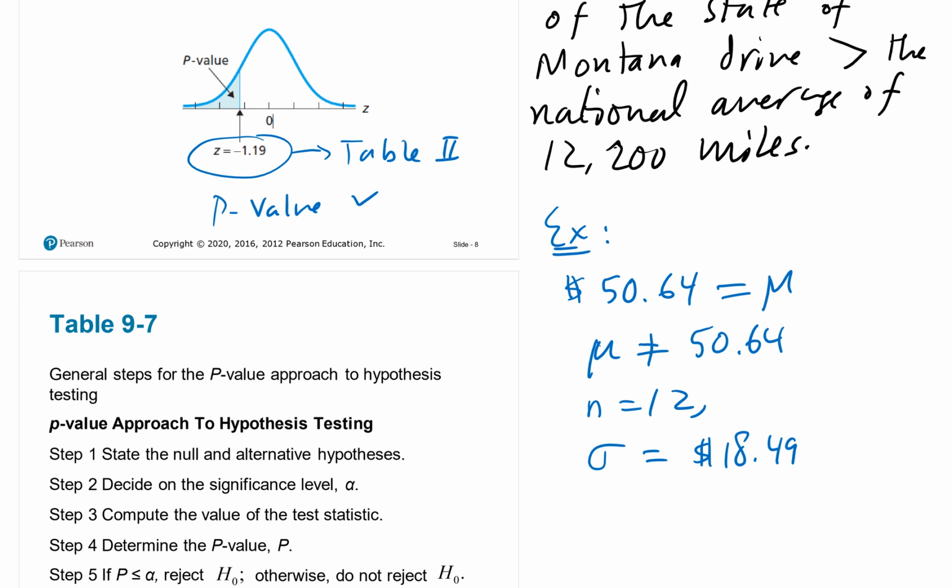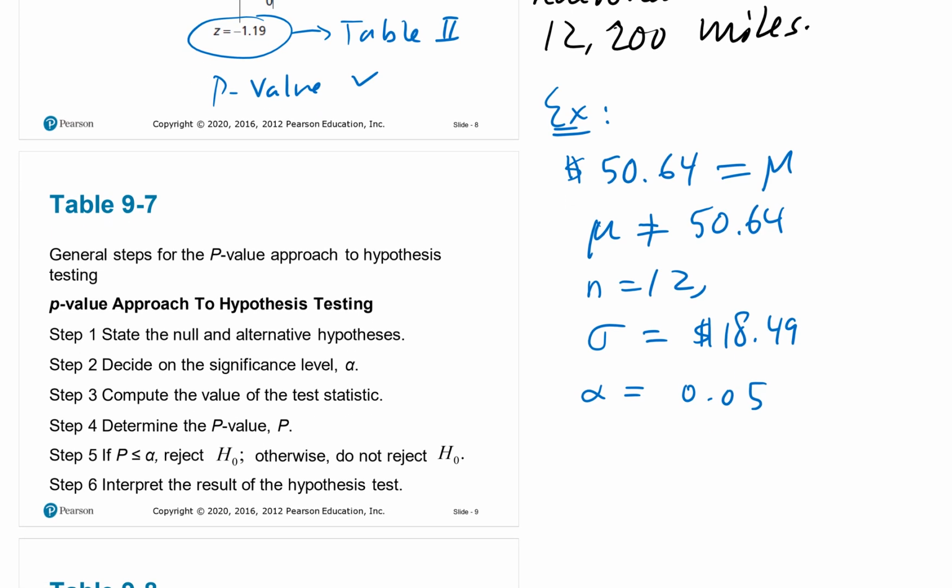We are going to take this data. Actually, we do need the data. I'll tell you in a minute why. Data to test the claim that the mean monthly cell phone bill is different from $50.64, and alpha, the level of significance, is 0.05. We're going to use the p-value method. So how do we do this?